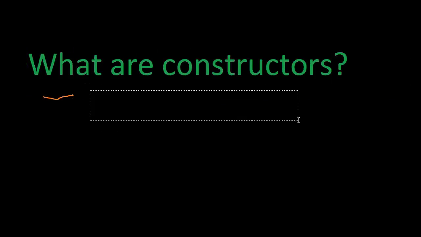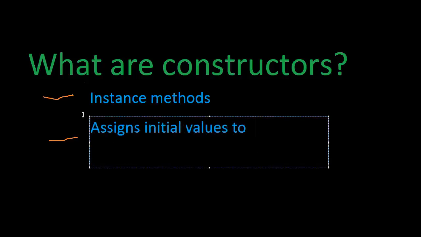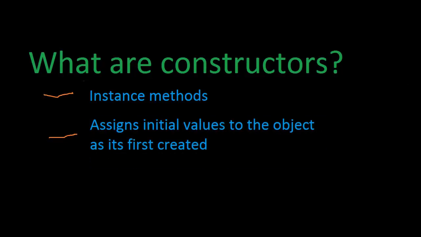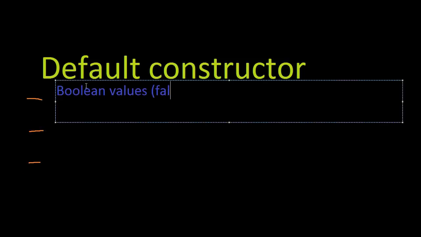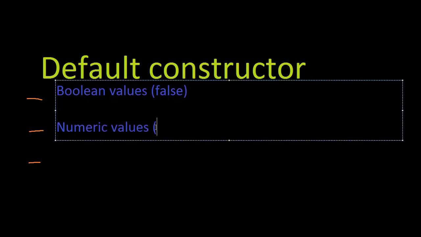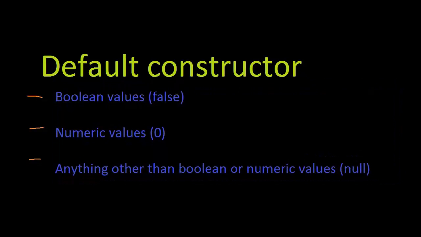So what are constructors? Basically, constructors are instance methods with the purpose of giving initial values to the object as it's created. For every class you create in Java, there is already a default constructor created for you. The default constructor assigns Boolean values to false, numeric values to 0, and all other values that aren't Boolean or numeric to null. So, for example, string values would be given the value of null, and even objects created in a different class would also be given the value of null.